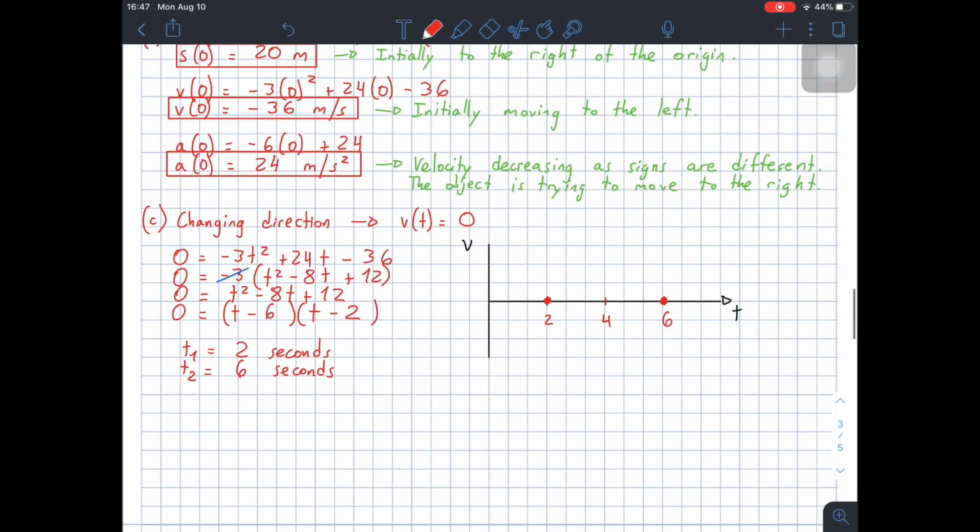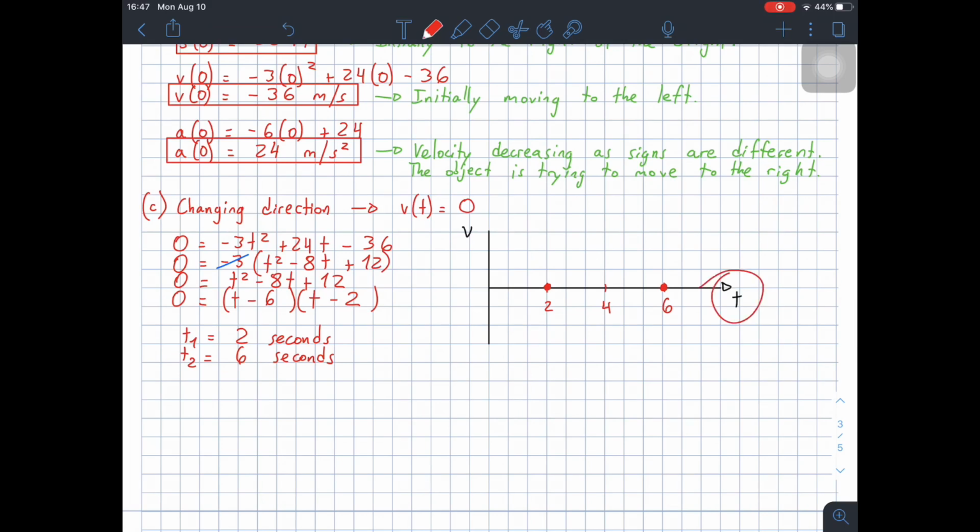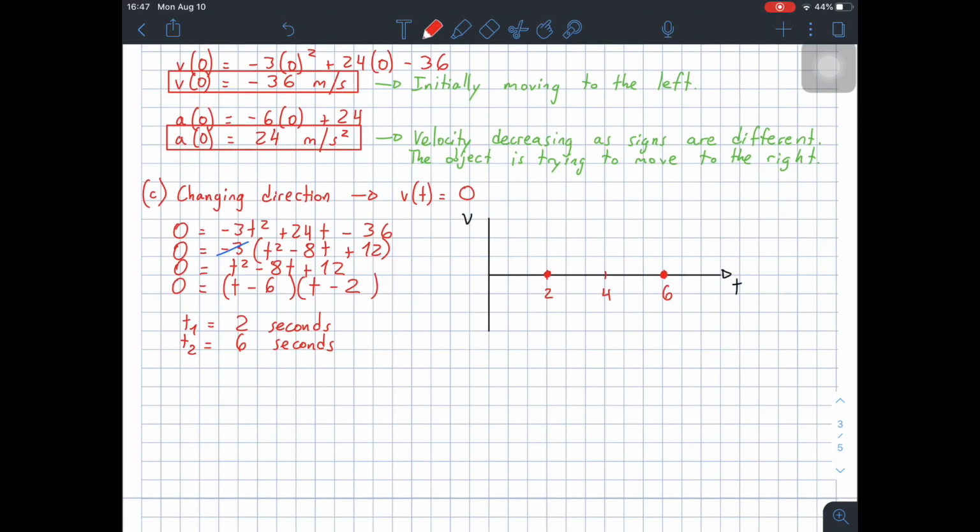And I know that the initial velocity is negative 36. That means that when my time is 0, then my velocity is negative 36. So I'm gonna assume that, for example, this value is negative 36, okay? So this is the initial velocity of this object, okay?